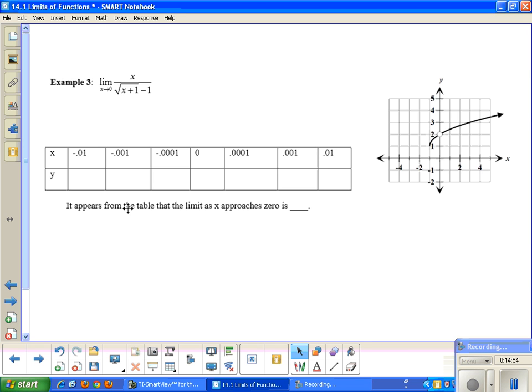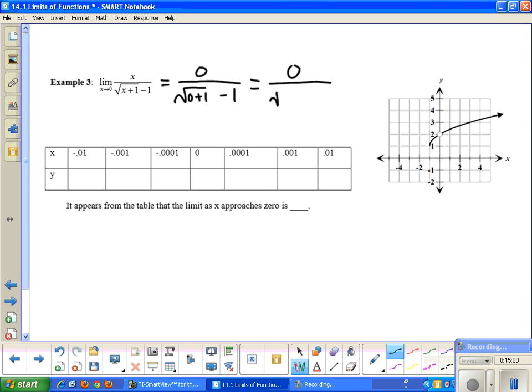So here's another one where we have the limit as x approaches 0 for this function. Again, if I plug 0 in here, I get the square root of 0 plus 1 and then minus 1. So when I do this, I have 0 over the square root of 1 minus 1. The square root of 1 is just 1, so 1 minus 1 is 0, so 0 over 0. And again, we can't divide by 0, so how do I go about finding what the limit is as x approaches 0?